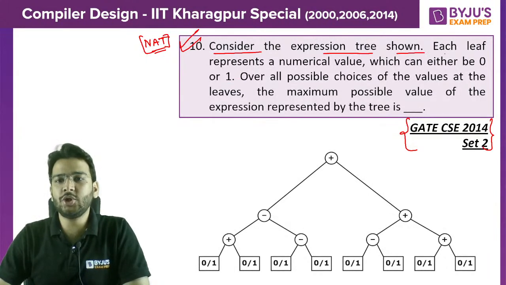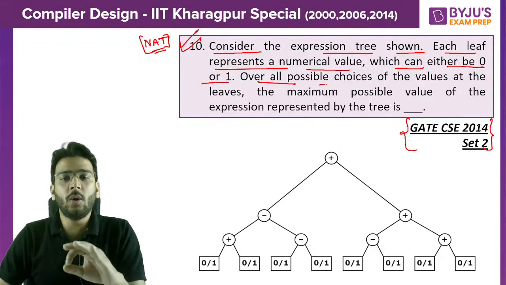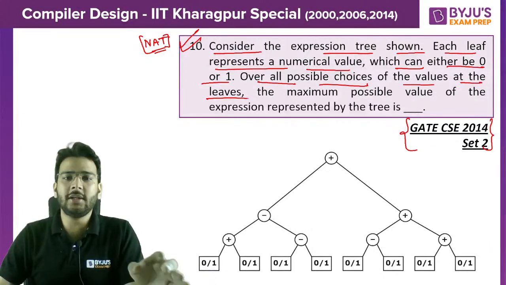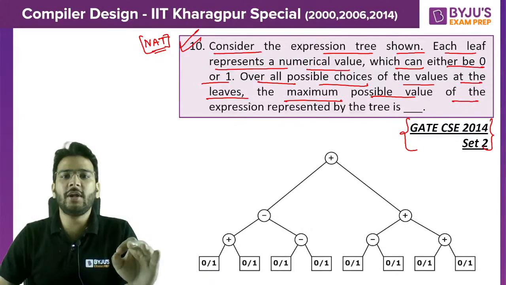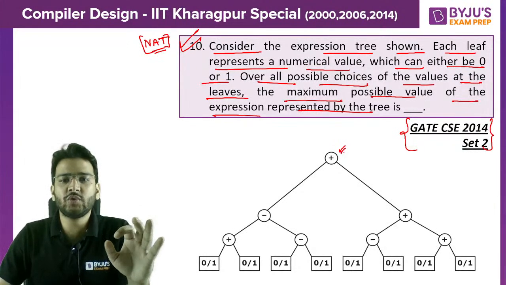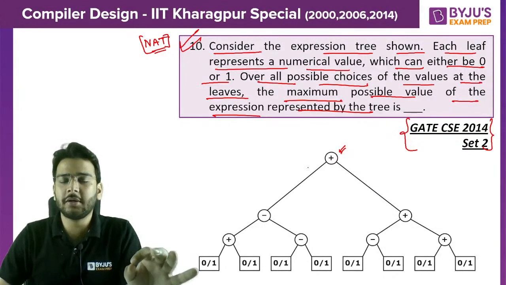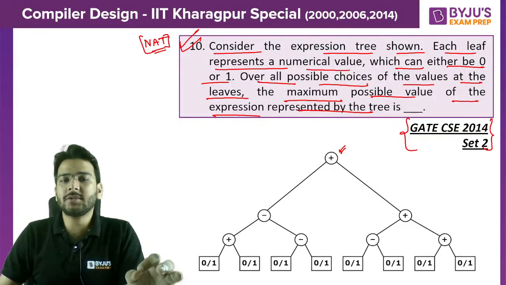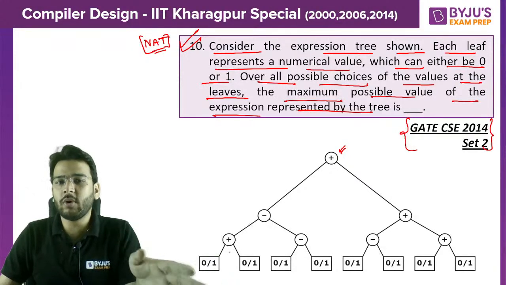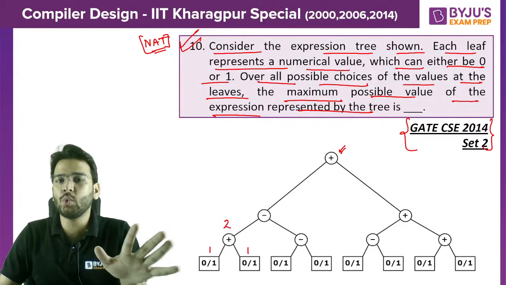Consider the expression tree shown below. Each leaf represents a numerical value which can either be 0 or 1. Over all possible choices of the values at the leaves, find the maximum possible value of the expression represented by the tree. That means the value which will be evaluated at the root node, you have to find out that. Now here, if you carefully observe, either you can take 0 or you can take 1. Here it is plus. So what I can do is, I can take 1 here, I can take 1 here, I will be getting 2 here. 1 plus 1 is 2, right?